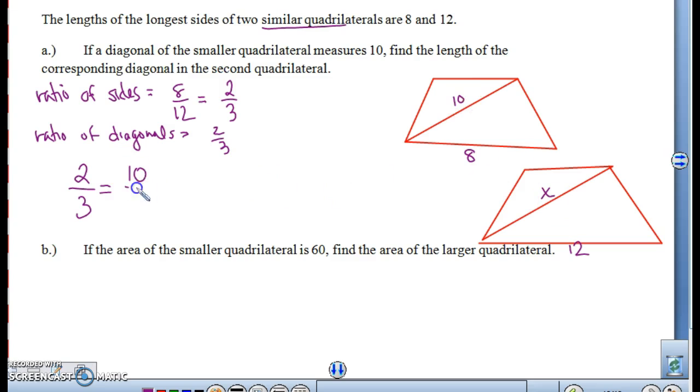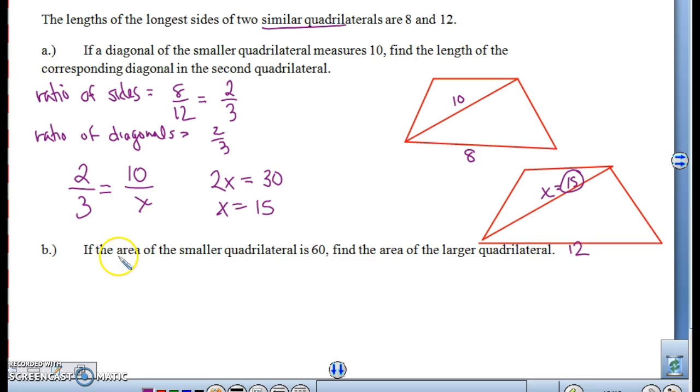Make sure they're in the same units. Smaller to larger, smaller to larger. Cross multiply, you get 2x is equal to 30, divide by 2, and x is 15. So that means that your diagonal here will be 15, because you're just using the ratio of the sides.